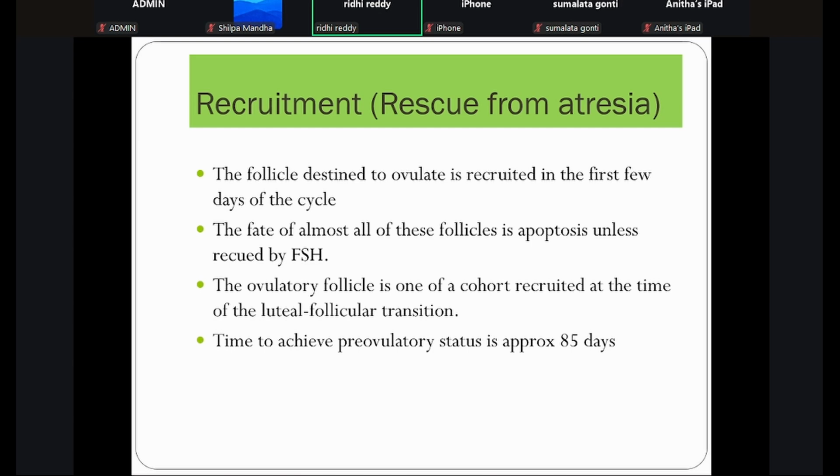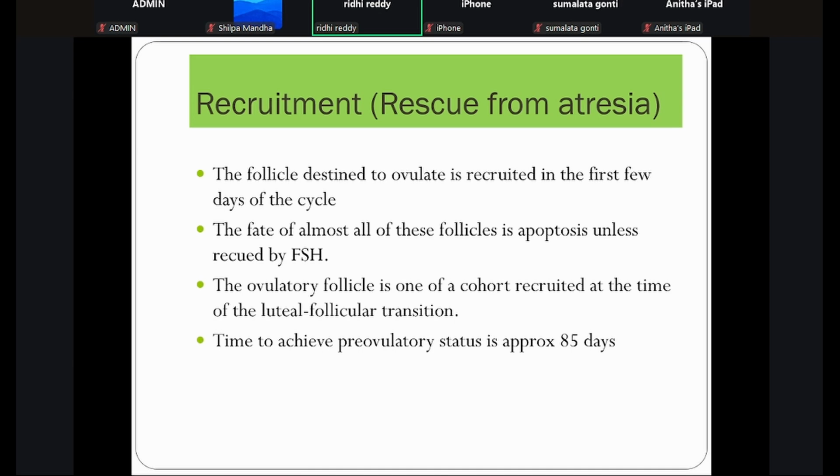Again, what will this FSH elevation do in the early follicular phase? It will start producing inhibin. What does this inhibin cause? It will decrease the FSH in the remaining follicles so that whichever follicle is good, that only will get recruited and selected. The other follicles, under all these hormones, will undergo atresia.